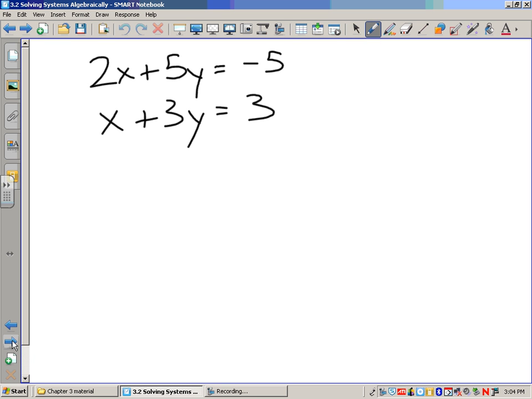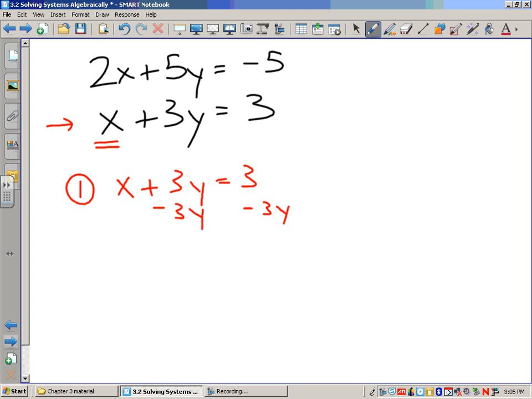So substitution. The first step is solve one of the equations for one of the variables. If possible, solve for the variable that has a coefficient of a positive 1, which would mean it has nothing in front of it. So if we look at this system, this equation would be easy to solve for x because nothing is in front of it. So I'm going to label it steps. Step number 1 would be get x on a side by itself. You can get x on a side by itself or y. Subtract 3y, x would equal 3 minus 3y.